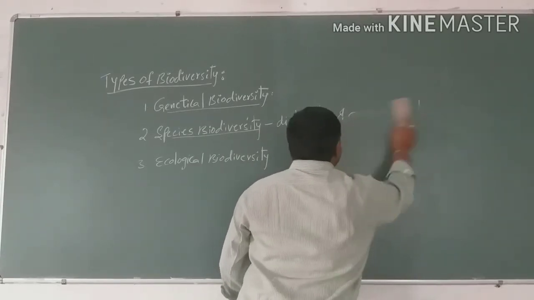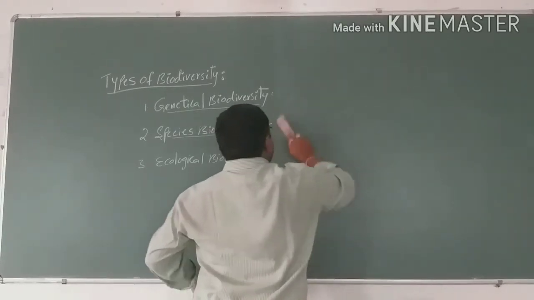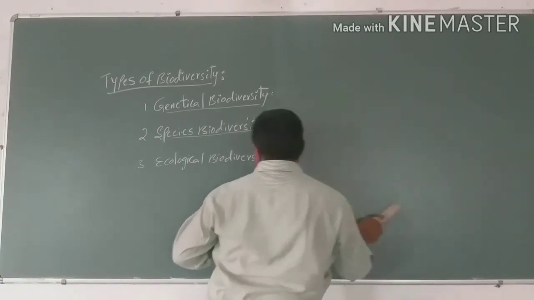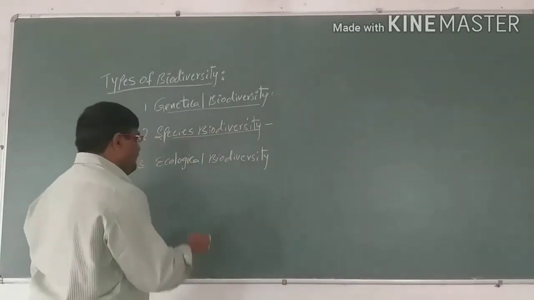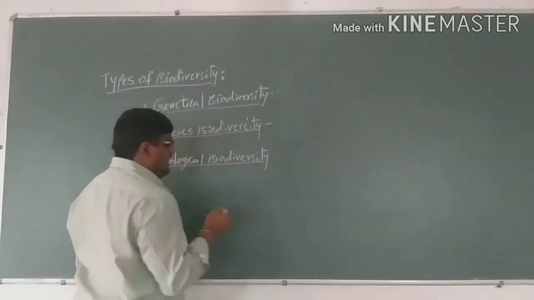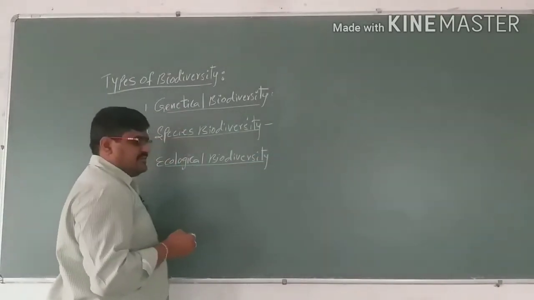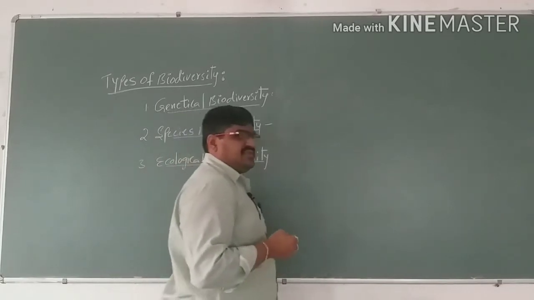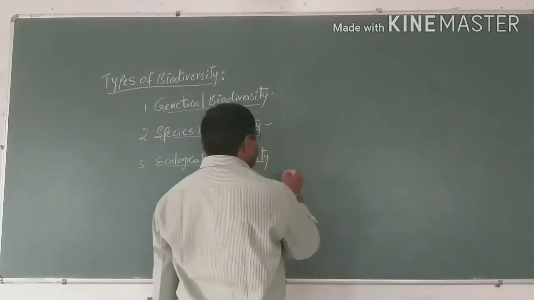What does that third one mean? Here we can take the ecological biodiversity. The third one is the ecological biodiversity. That means the species are present as organisms or life forms.